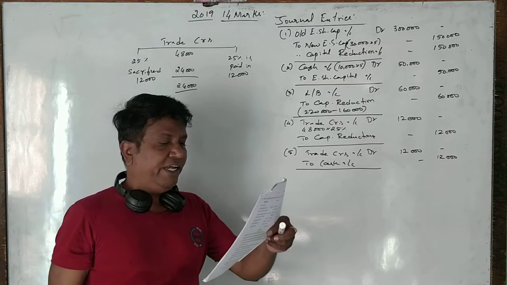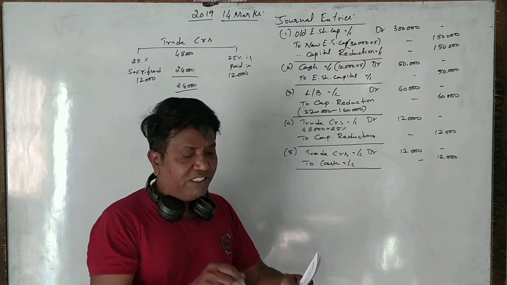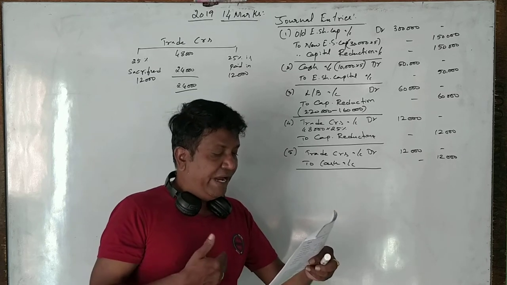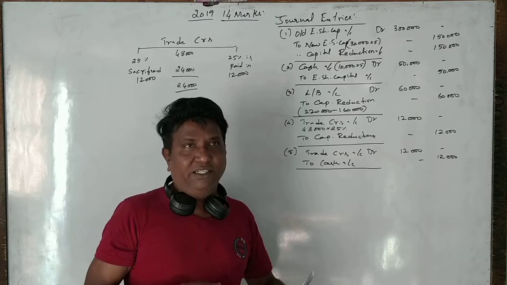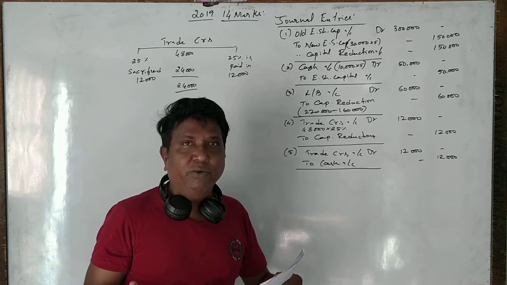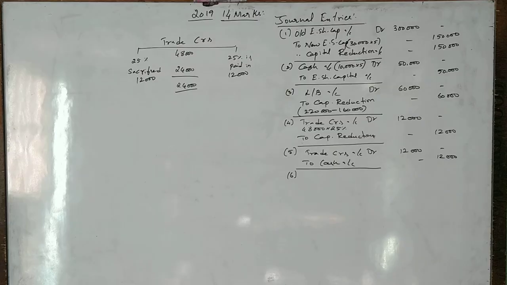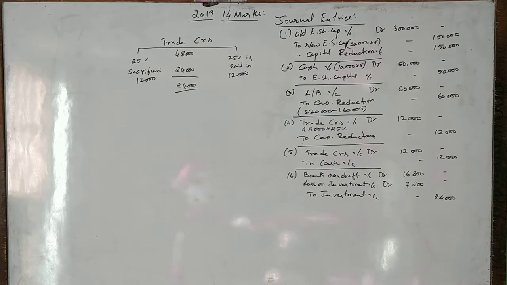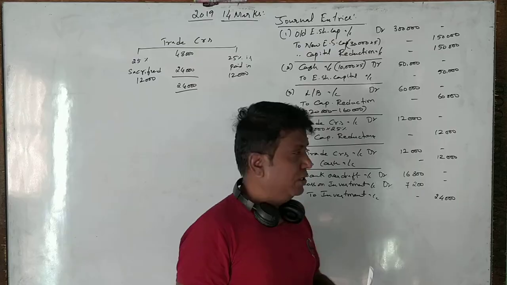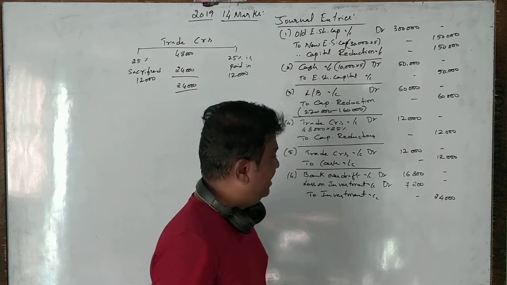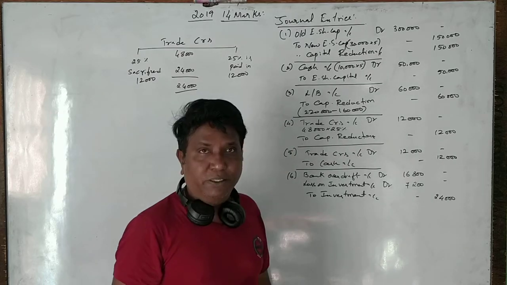Fourth adjustment: investments are taken over by the bank in full settlement of overdraft. We have a bank overdraft of 16,800 and investments of 24,000. What happened here is the bank is taking over investments worth 24,000 against a liability of 16,800, so the investment value is more. We have to pay a bank overdraft of 16,800, whereas the investment value is 24,000, so we get a loss of 7,200 rupees.